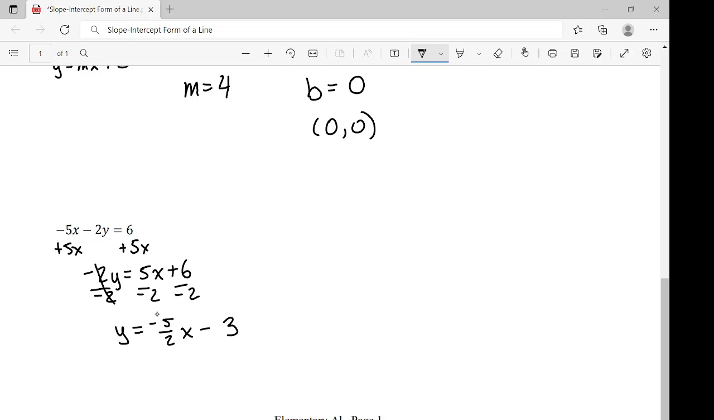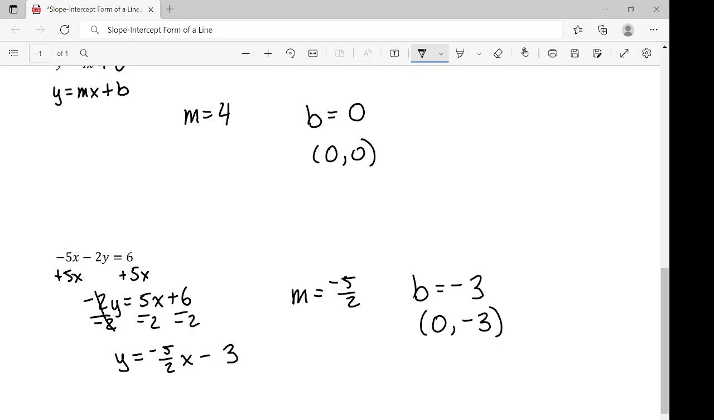Got my number in front of x, which is my slope, so m equals -5/2. And I got my number all by itself, which is -3. So b equals -3. So it crosses the y-axis at (0, -3).